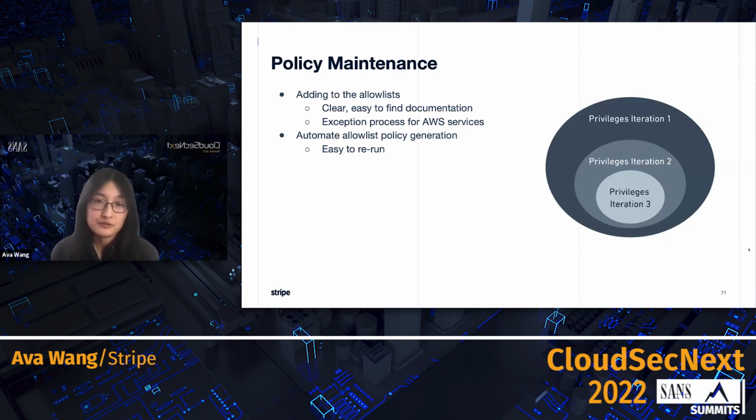This is also useful if there are new AWS services to add to the organization, such as from an acquisition, and we can wait for a period of time to aggregate data and then run the automated policy generation to determine the new region and service allow lists.